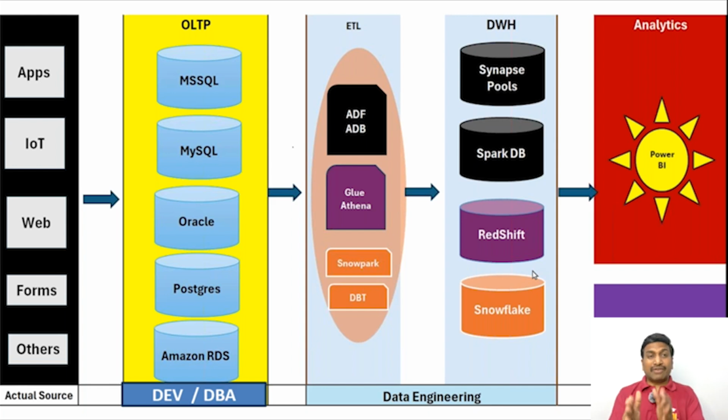Hope you got some idea now. The difference between a regular SQL database, Postgres, Oracle, on the left side is OLTP, showrooms. These are all different showrooms. ETL, Data Factory, Databricks, Glue, Athena, Snowpark, they're all ETL, transport systems. And the warehouse, the fourth vertical: Synapse, Spark, Redshift, Snowflake, they're all big data warehouse technologies. Please, do you have some idea now?